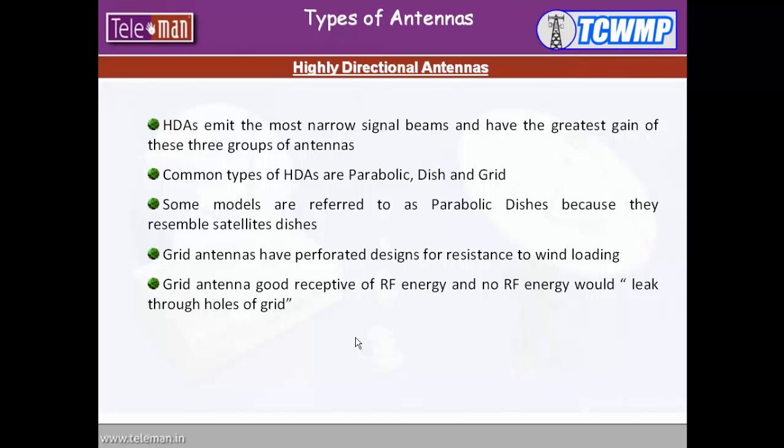Some models are referred to as parabolic dishes because they resemble satellite dishes. Grid antennas have a perforated design. You might have seen grid antennas; they are like parabolic reflectors, plus they have a grid. Grid antennas have perforated designs for resistance to wind loading. So a grid antenna is a good receptor of RF energy, and no RF energy would leak through the holes of the grid. You might think that there are holes so energy may leak, but no, there is no leakage of the energy.